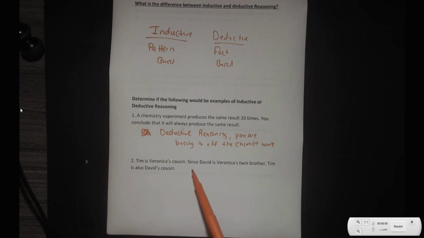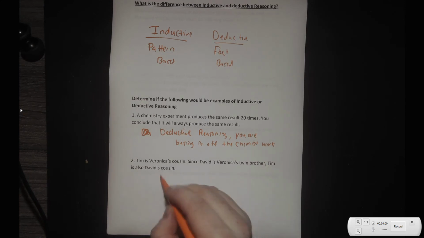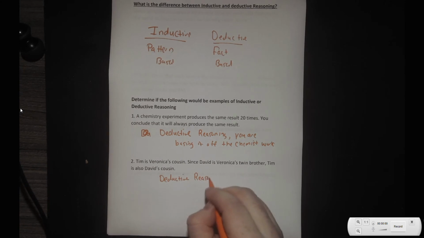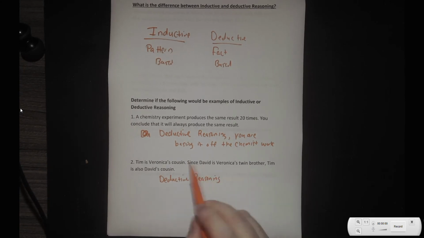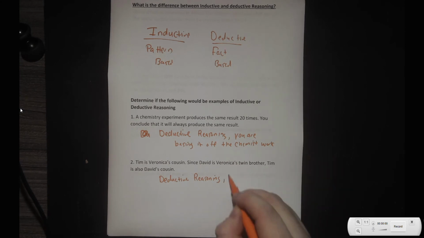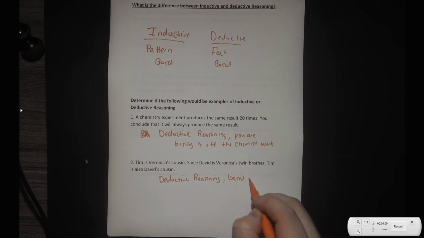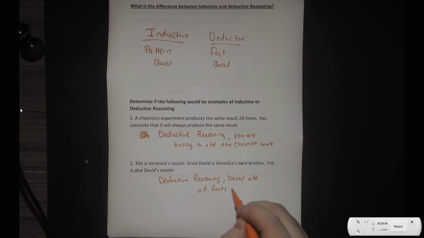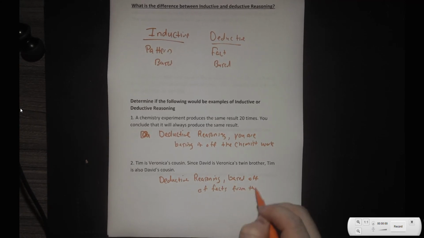Tim is Veronica's cousin. Since David is Veronica's twin brother, Tim is also David's cousin. This is definitely deductive reasoning. This is directly based off the fact that both Tim is Veronica's cousin and David is Veronica's twin brother. So they're all based off of facts from the family.